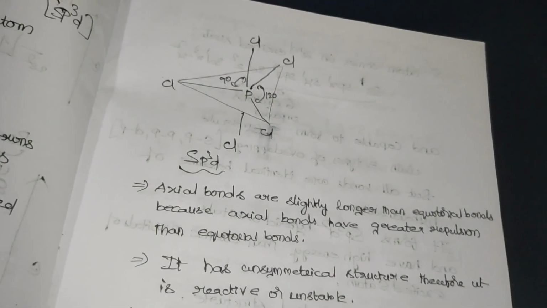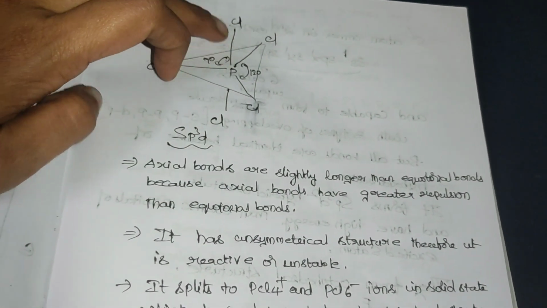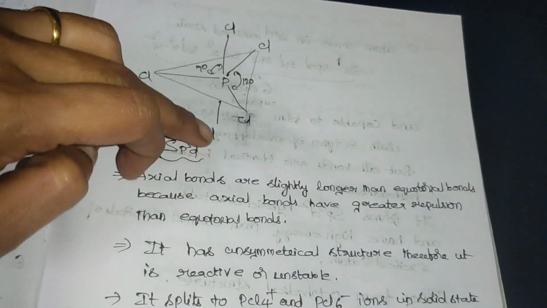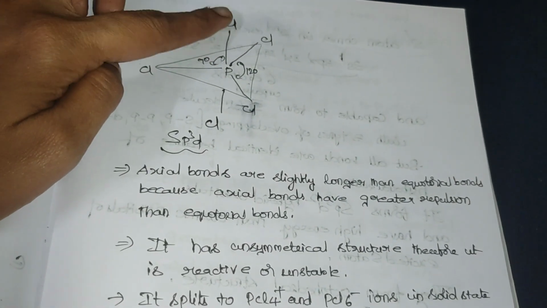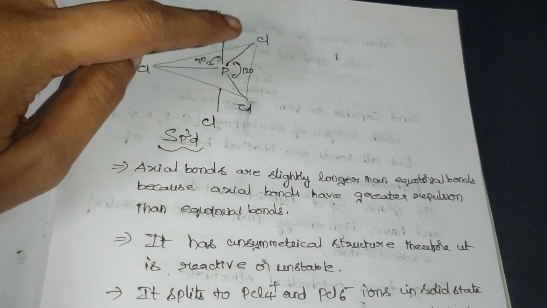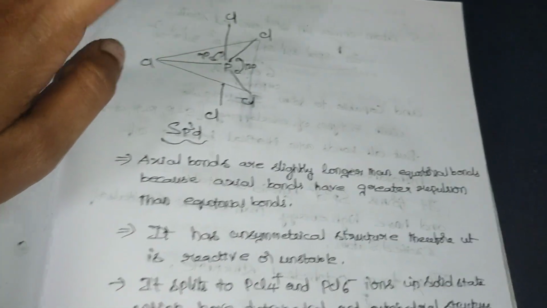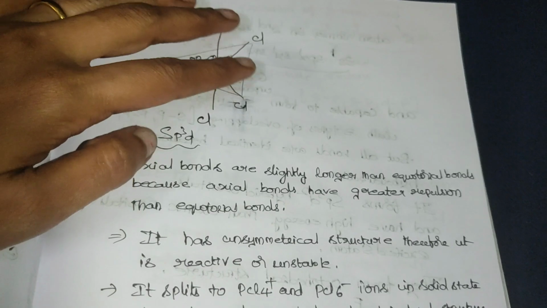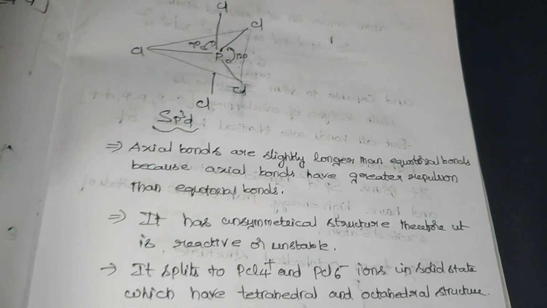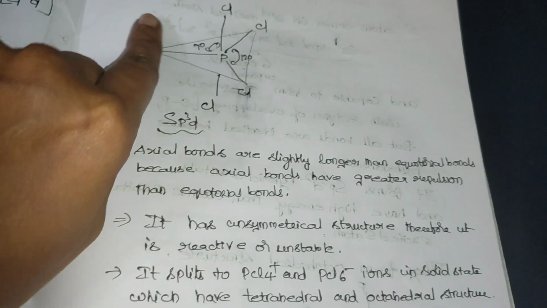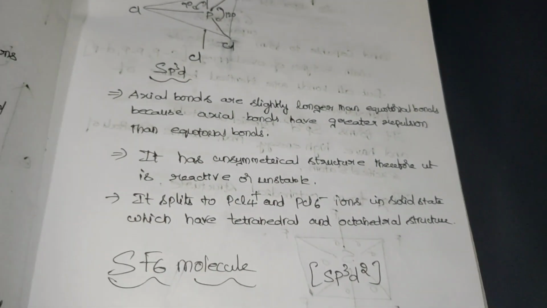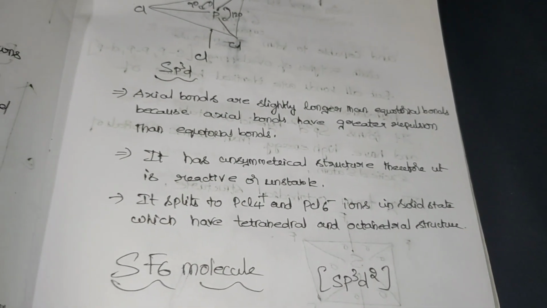This is sp3d hybridization, and the axial bonds are slightly larger. These bonds are a little longer than the equatorial bonds, because axial bonds have greater repulsion than equatorial bonds. Because there is an asymmetry in this structure, it is very reactive and not a stable form. So it is an unstable molecule, and it splits whenever it is possible.